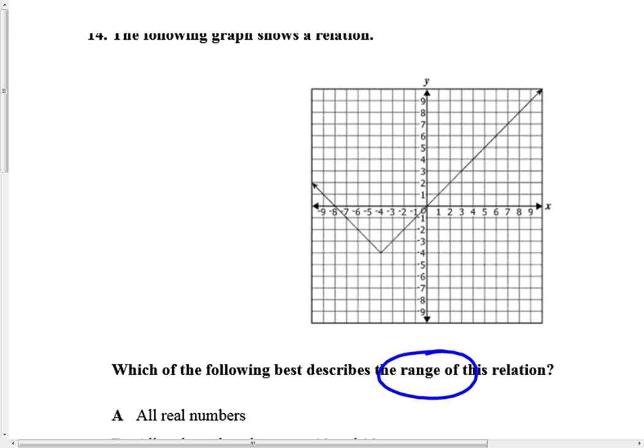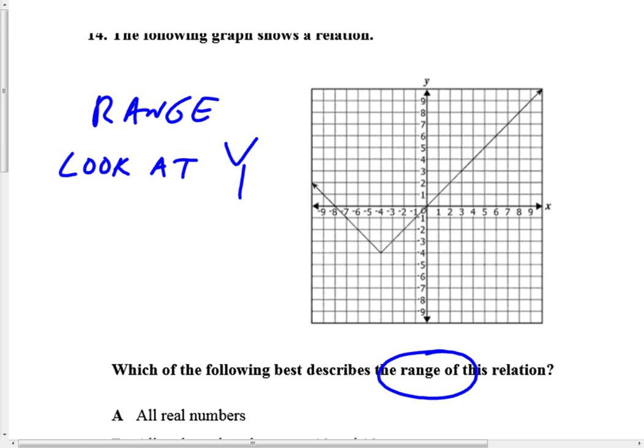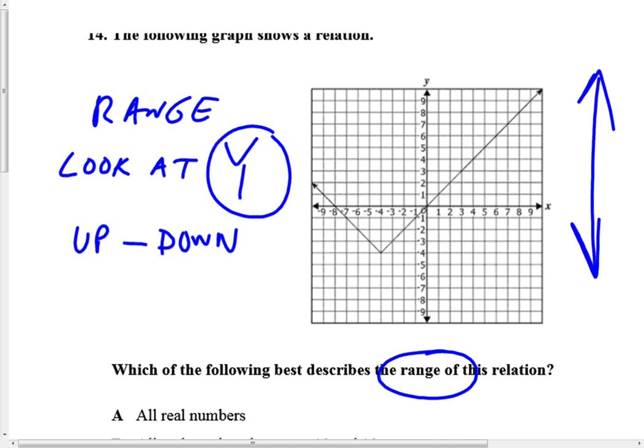Circle. Keyword. Range. We're always looking at the Y. And we're looking up, down. So I'm thinking this way. I'm thinking what's the lowest this goes and what's the highest this goes. What's the lowest that this goes?